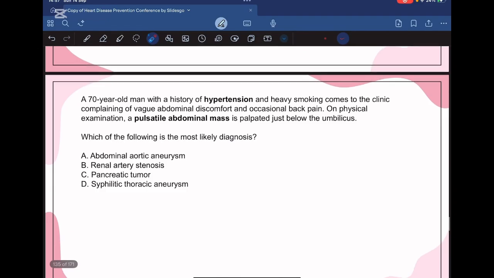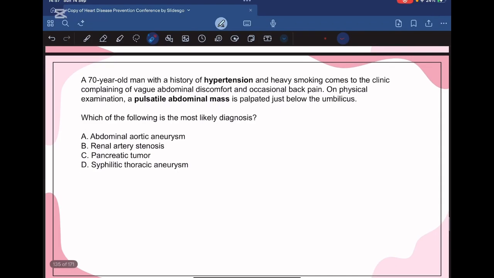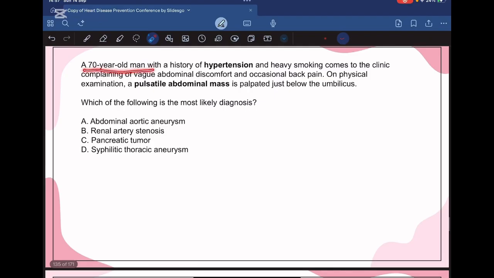Okay, now moving on to the question based knowledge. I really like the question based knowledge, and God help you, but I hope you find it helpful. So reading the question: a 70-year-old man with a history of hypertension and heavy smoking comes to the clinic complaining of vague abdominal discomfort and occasional back pain. On physical examination, a pulsatile abdominal mass is palpated just below the umbilicus. Which of the following is most likely the diagnosis? It's asking about the diagnosis. Focus on the question. So what do you think is the answer?